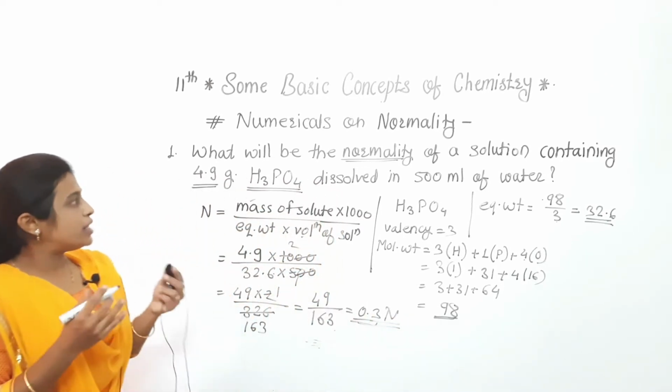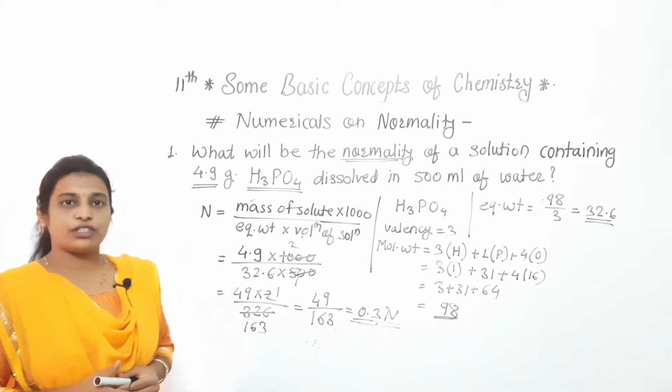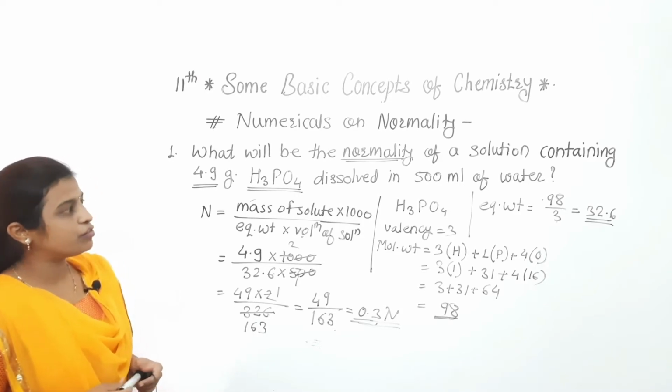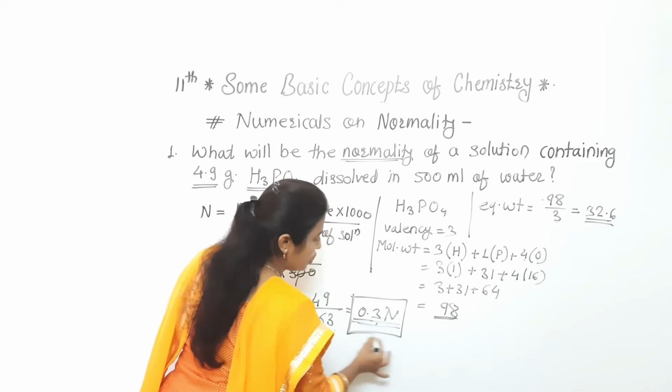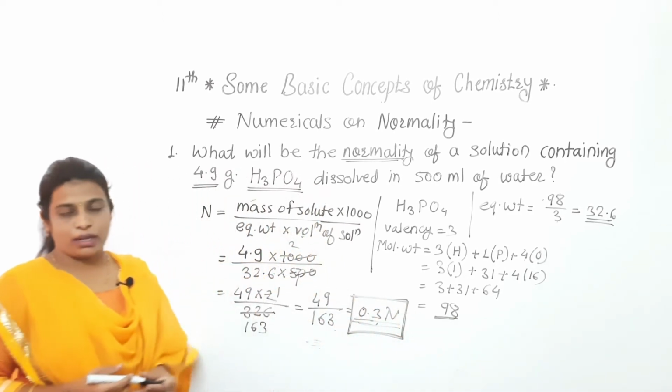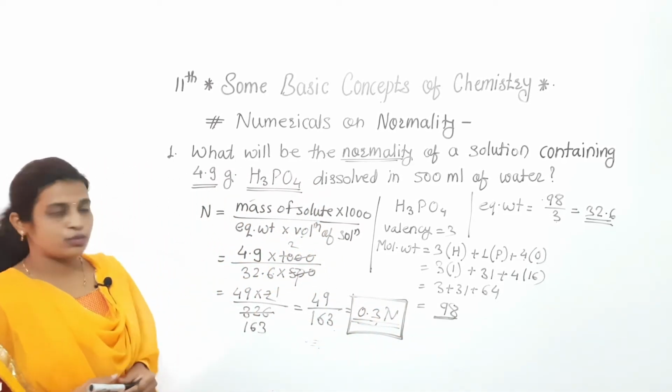Means if that 4.9 gram of H3PO4 is dissolved in 500 ml of water, at that time we are getting the solution of 0.3 normality. Clear to everyone? So here the first problem is complete.